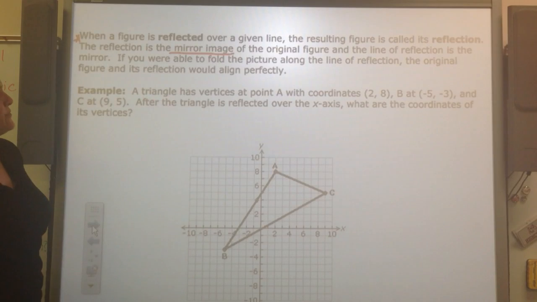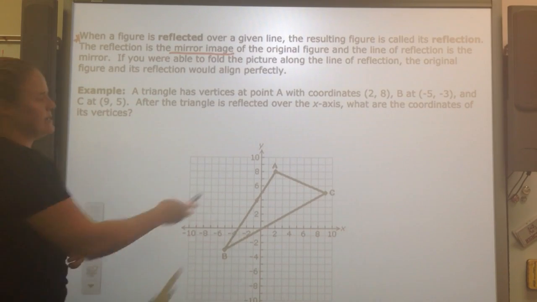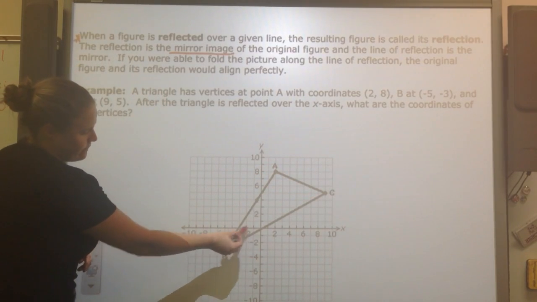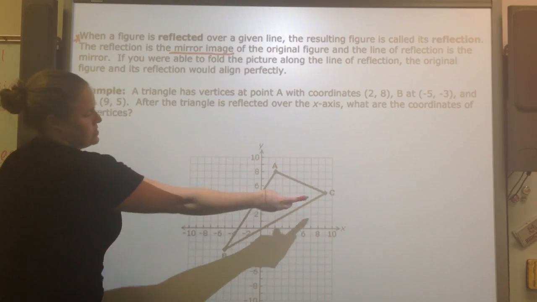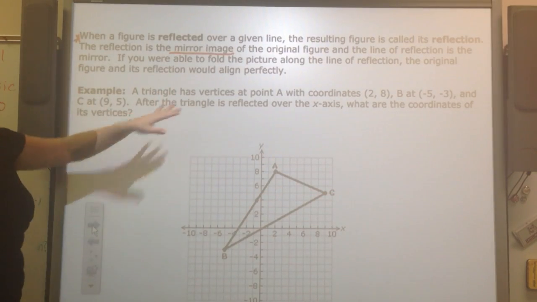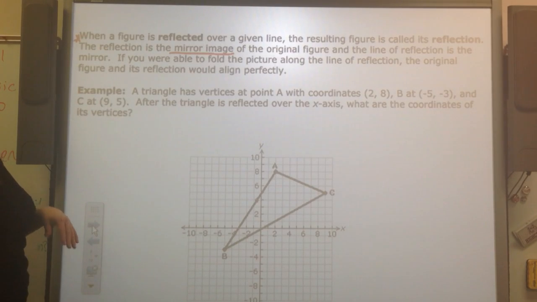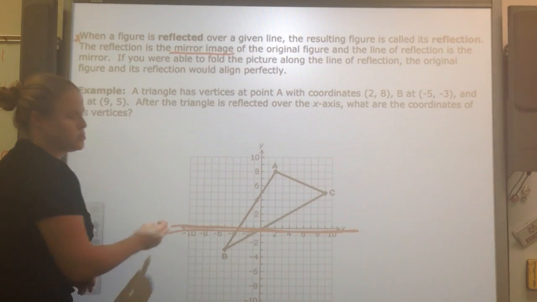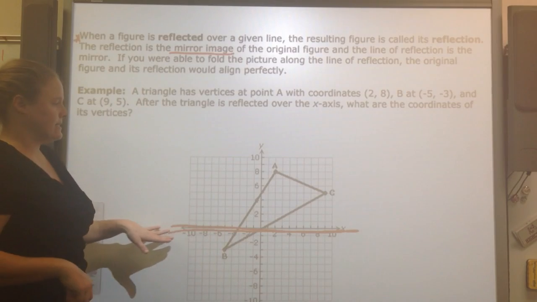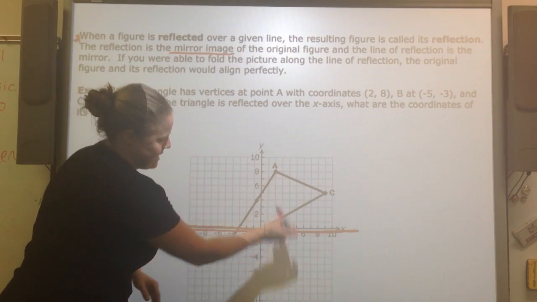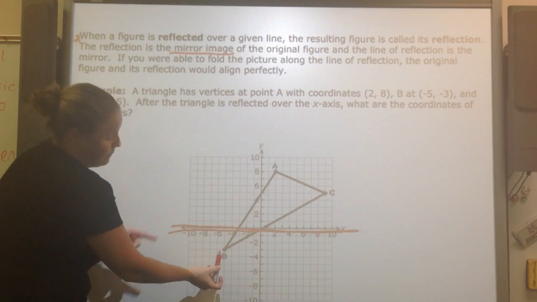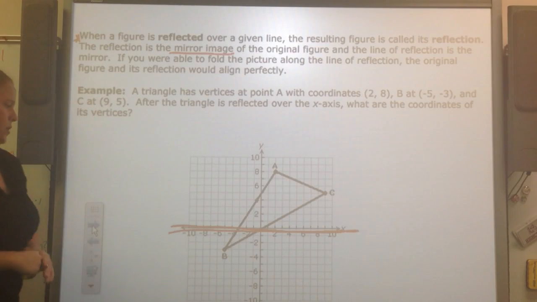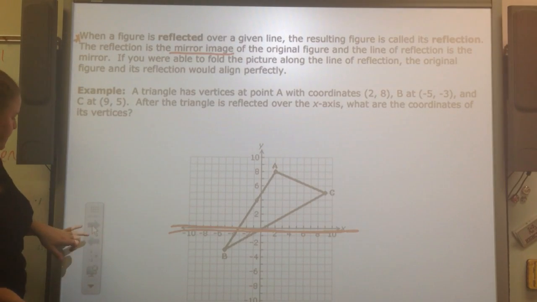Example, a triangle has vertices, that's the corners, at points A, which is 2, 8, B, which is -5, -3, and C, which is 9 and 5. After the triangle is reflected over the x-axis, what are the coordinates going to be for the vertices? So if we're flipping it over the x-axis, so again, you're just watching. If we're flipping over the x-axis, all this comes down. So my A comes down here, my C comes down here, my B flips up here, because that's the mirror. So we want to flip it up. Okay? So just visualizing right now.